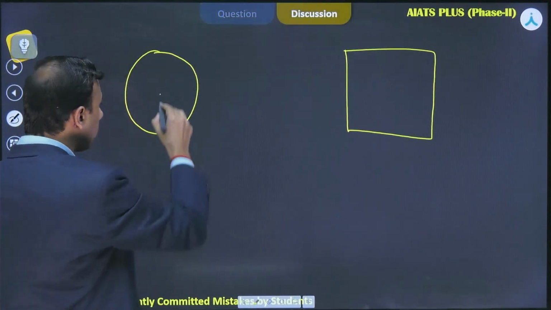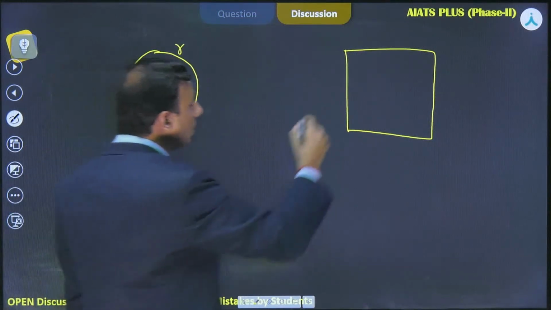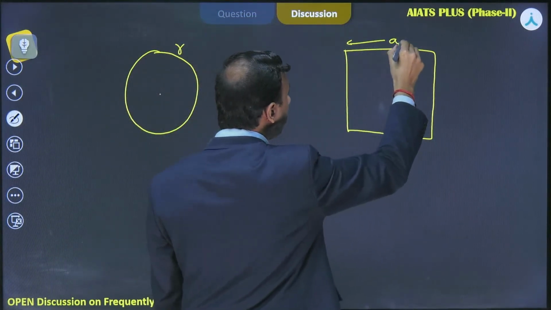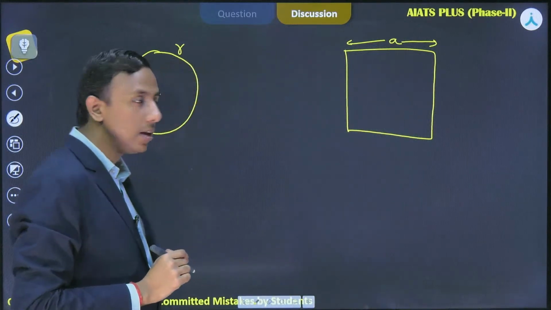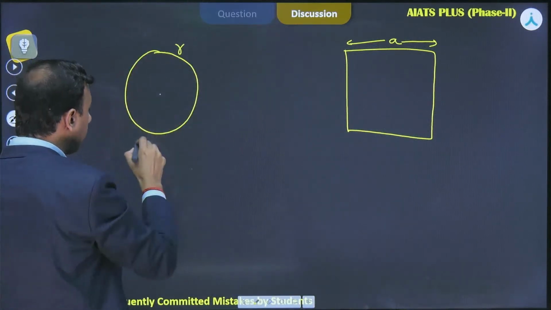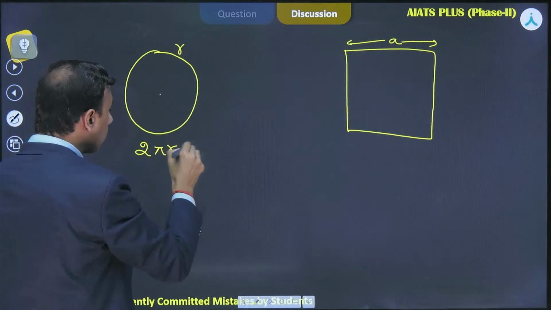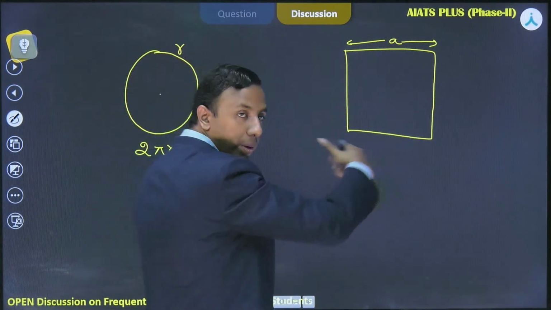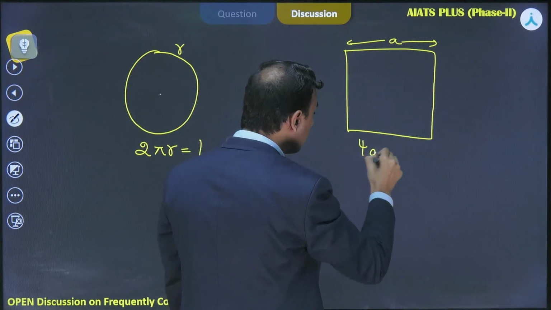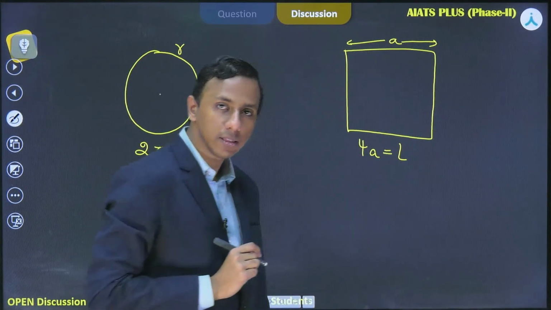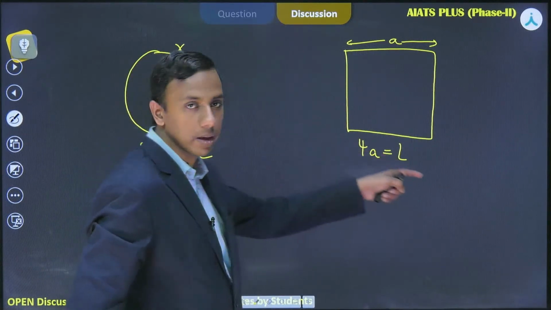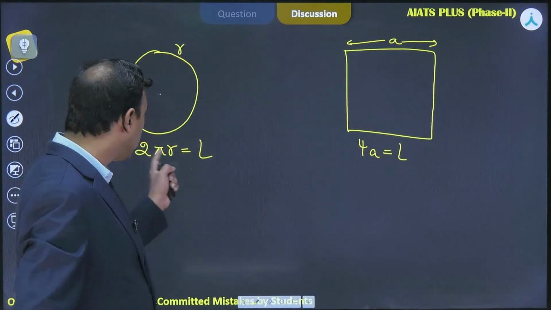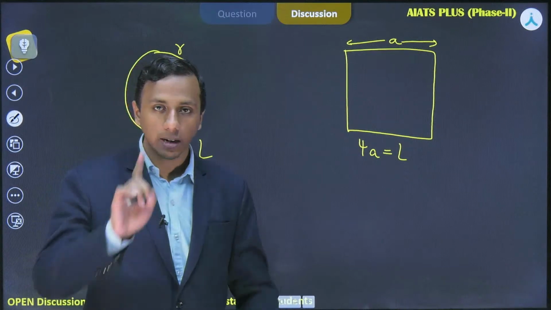So if let's say radius is R and here let's say side length is A, what will be the length of wire over here? Circumference 2 pi R, that is equal to length. And here what will be the length? The perimeter. Perimeter is 4A, that will be equal to length of wire, right? And this length is same. That means 2 pi R is equal to 4A. So that is the first equation.